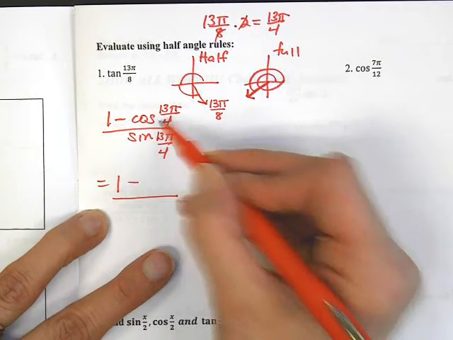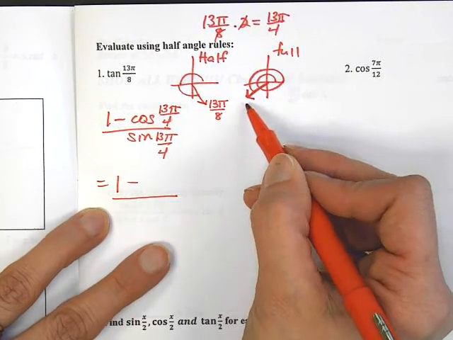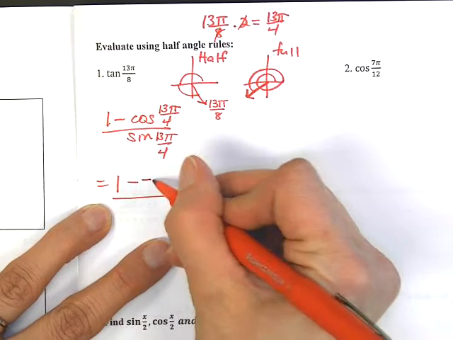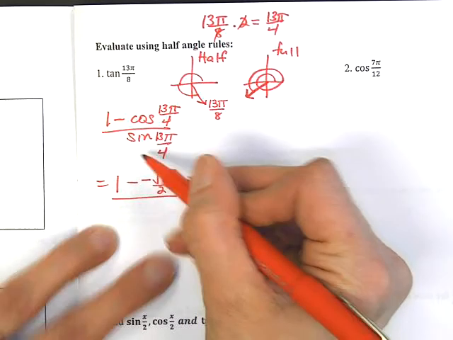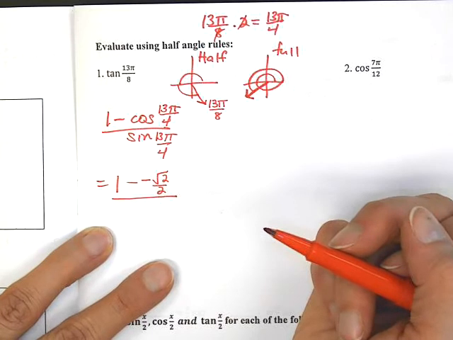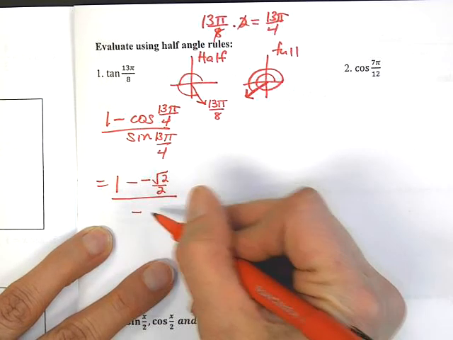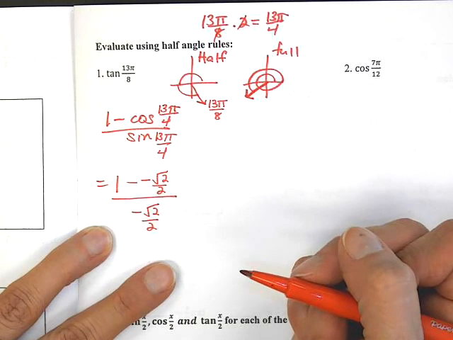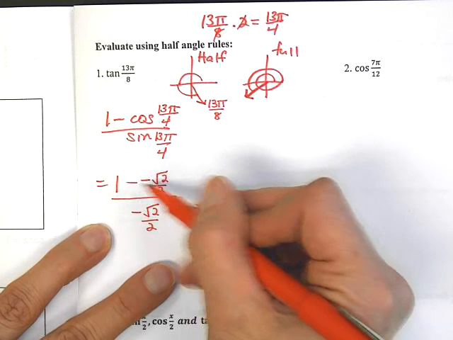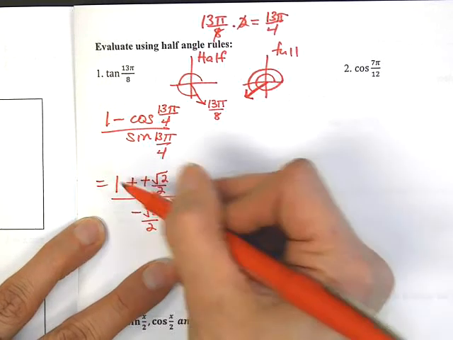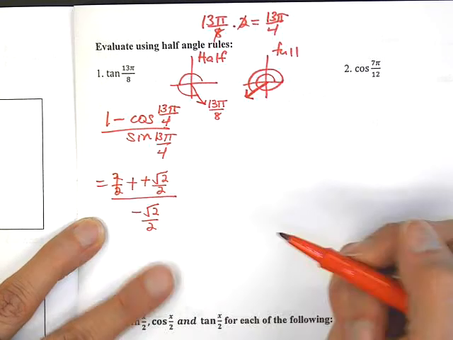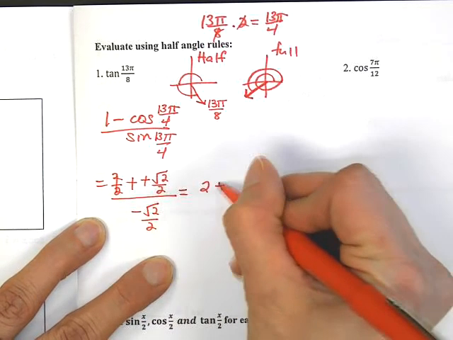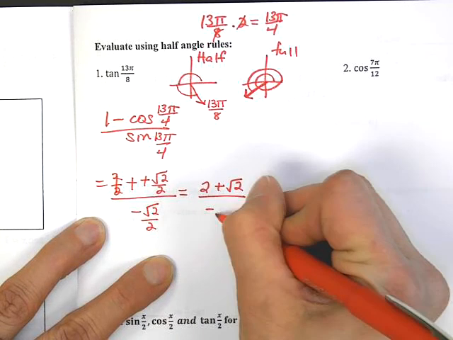What is the cosine of 13 pi over 4? That angle is in quadrant 3, so it's going to be negative radical 2 over 2. What's sine of 13 pi over 4? Negative radical 2 over 2. Wow, there's a lot of 2's here. A negative minus negative, I'm going to cancel those out. I'm going to write this as 2 over 2. And then all these denominators can go away, and we're left with 2 plus radical 2 over negative 2.